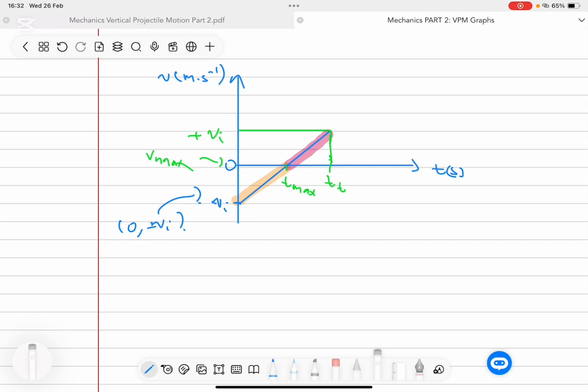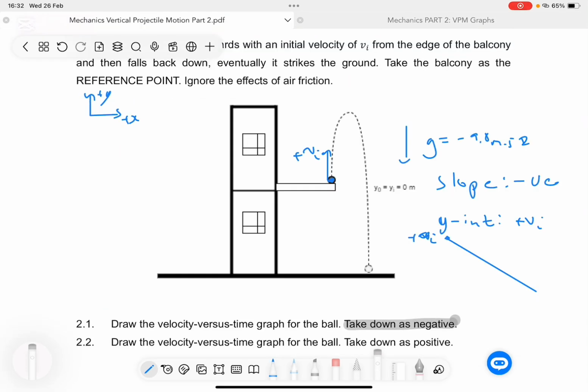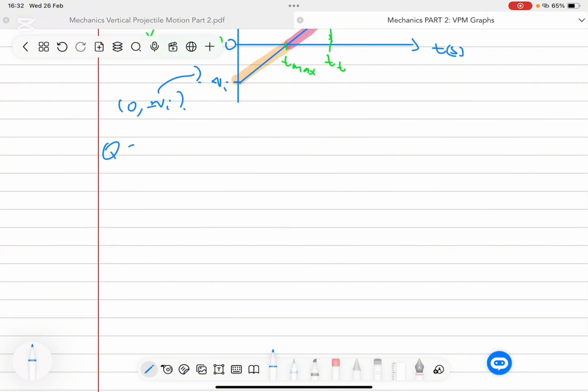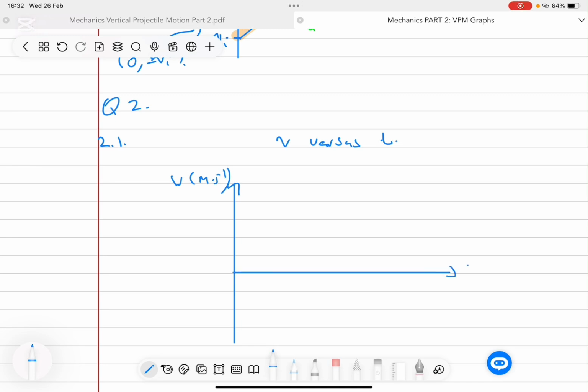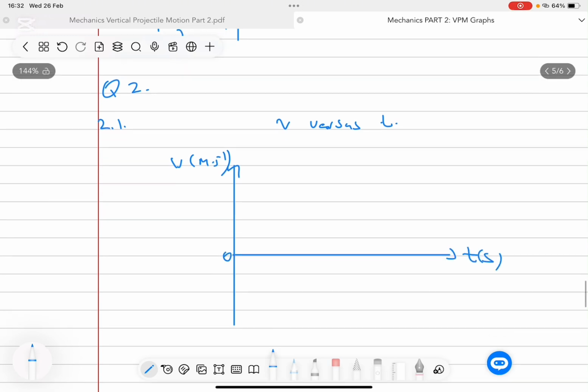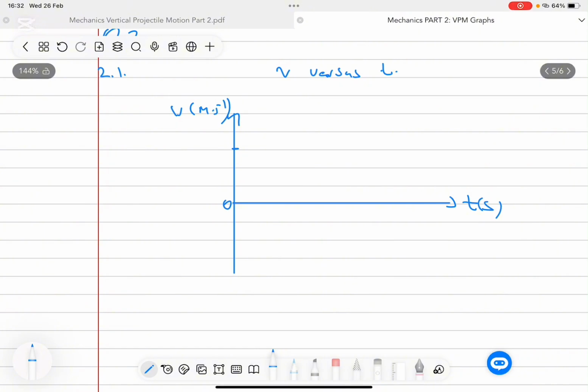Now I'm going to take this and put it on a graph. We are doing question 2.1. We are drawing a velocity versus time graph. Here we have our velocity in meters per second. We also have our time in seconds. This is 0 here. The graph will start here, it will intercept the positive axis here, and it's actually going downwards like that.